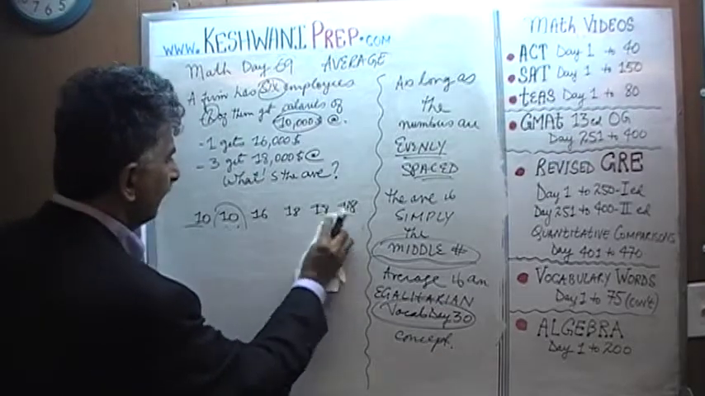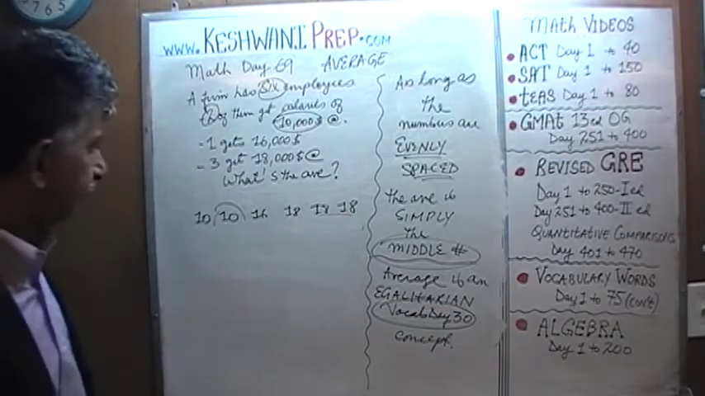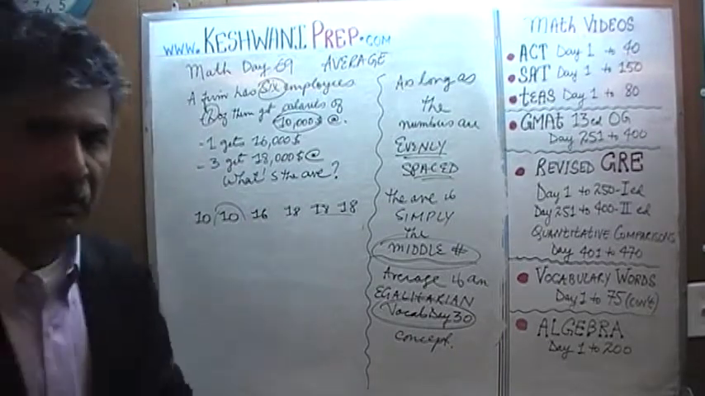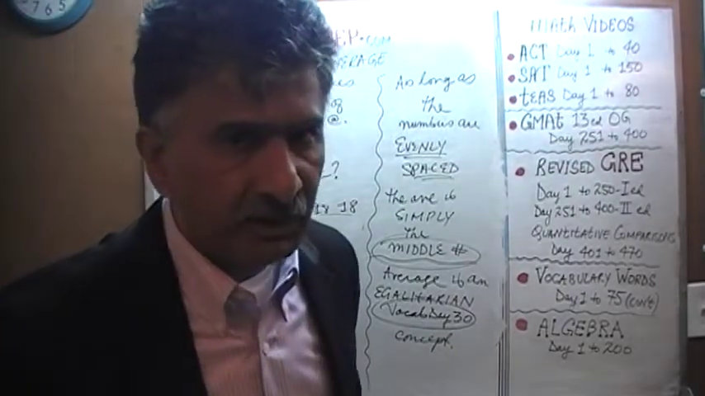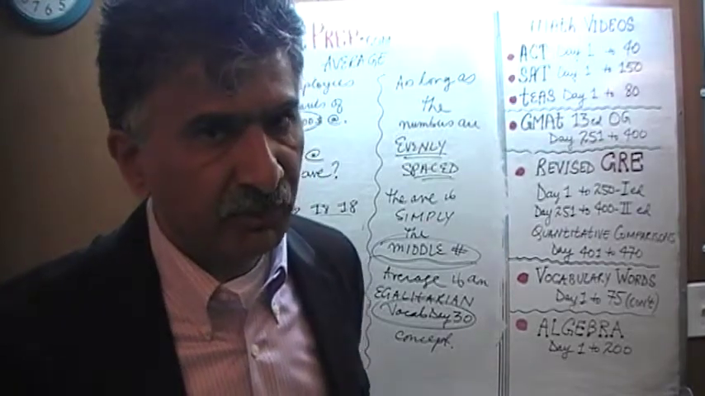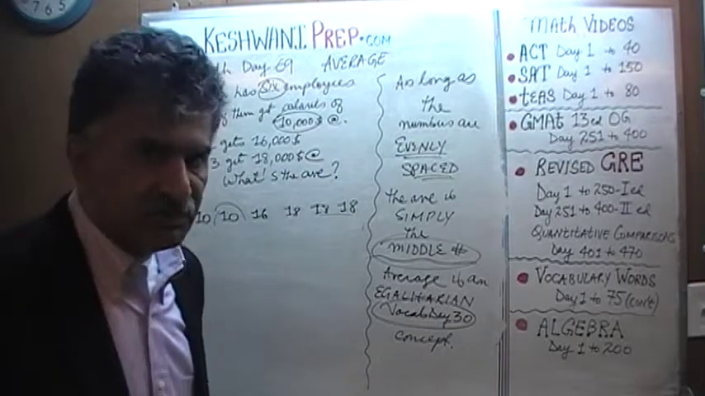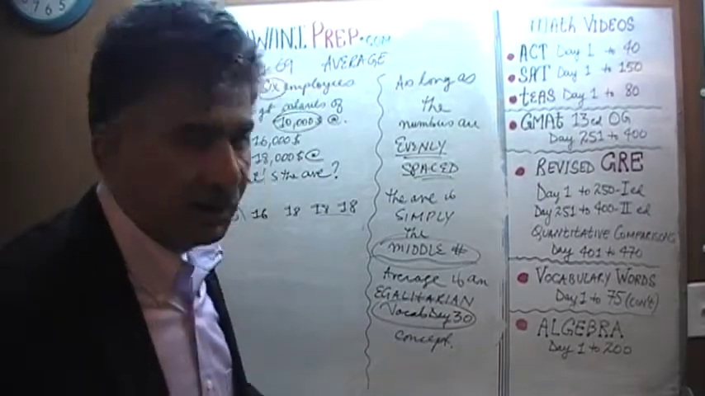I'm going to try 15. What the hell? Let's try 15, see what happens, okay? In order for the average to be 15, we have to take away money from those people who have more than $15 and we need to give to those people who have less than $15. Make sure you understand that average makes everybody equal. It is an egalitarian concept.